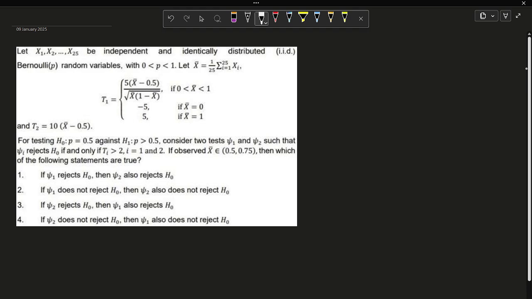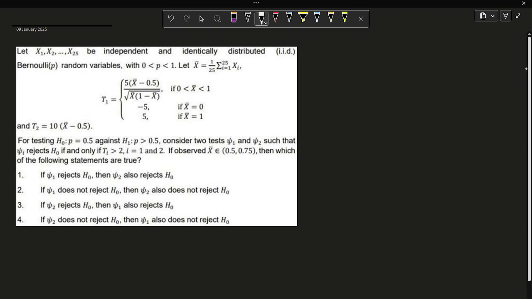Option 1 is telling us that if phi 1 rejects H0, then phi 2 also rejects H0. Option 2 is telling us that if phi 1 does not reject H0, then phi 2 also does not reject H0. Option 3 is, if phi 2 rejects H0, then phi 1 also rejects H0. And option 4 is telling us that if phi 2 does not reject H0, then phi 1 also does not reject H0. Okay, so this is the question here.